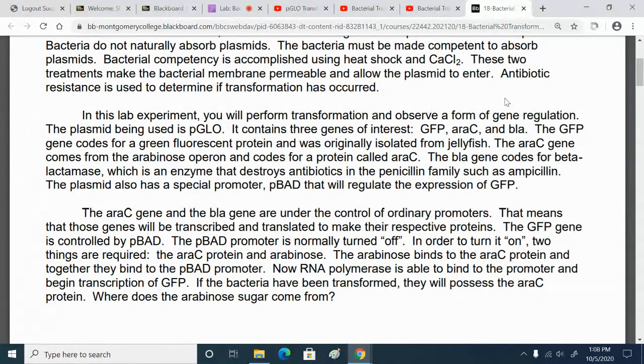So the green fluorescent protein gene actually comes from a jellyfish. So there are many sea creatures that produce these beautiful fluorescent pigments. And so they took the green one out of a jellyfish and cloned it into bacteria, so it's on the plasmid.